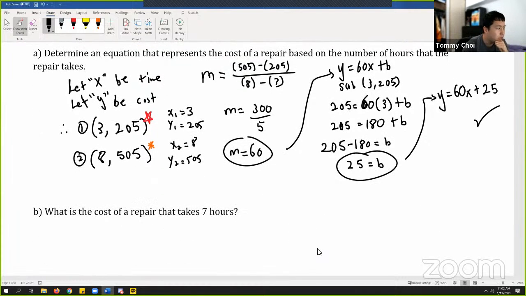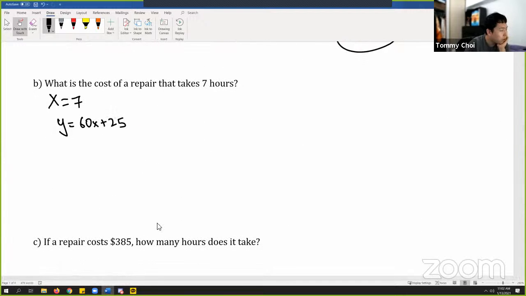Let's move on. I'm going to leave that on the screen here. Let's move on to question B. What is the cost of a repair that takes 7 hours? It tells us that time is 7, so that means that x is equal to 7. We have the equation, so we can now plug it in. Y is equal to 60 times 7 plus 25.